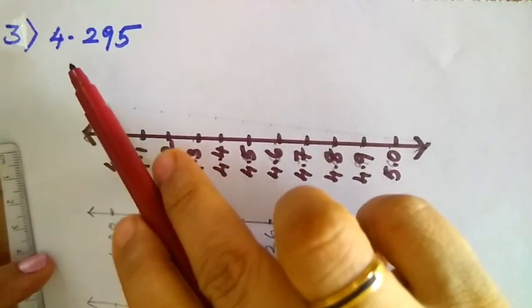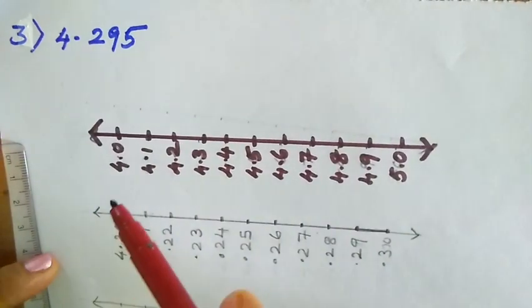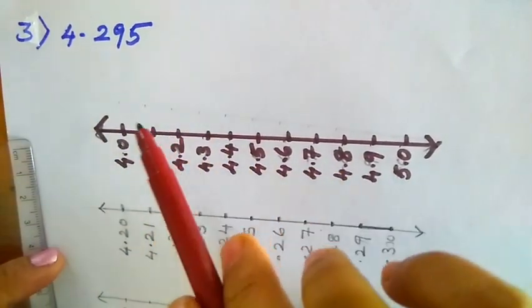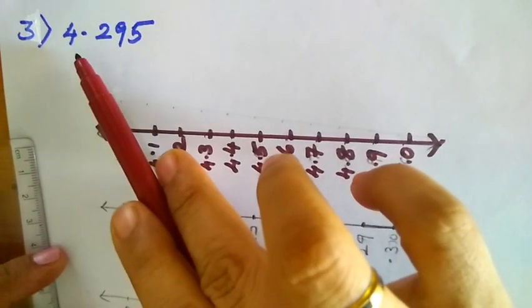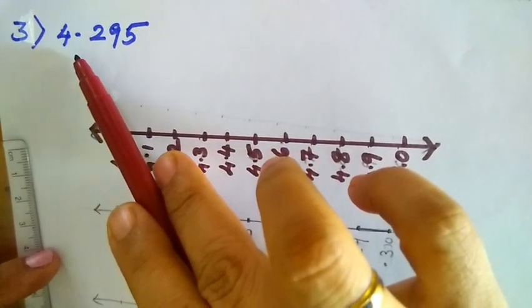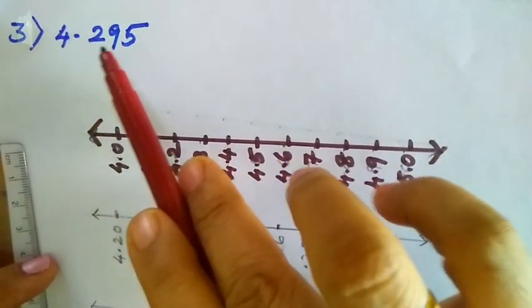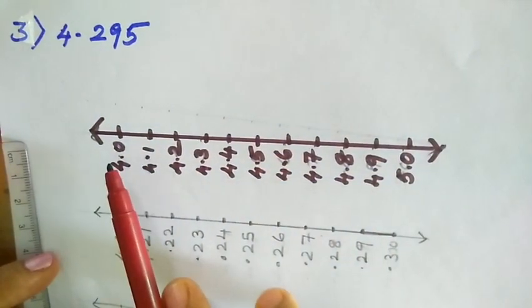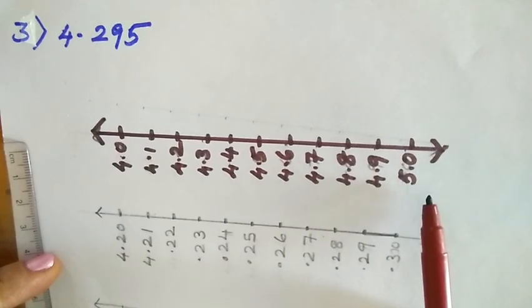Next question, 4.295. I increased one more decimal here, so 3 decimals are here. The first step you should know is where it lies. 4.295 lies between 4 and 5, so that part of the number line only we have to draw first.